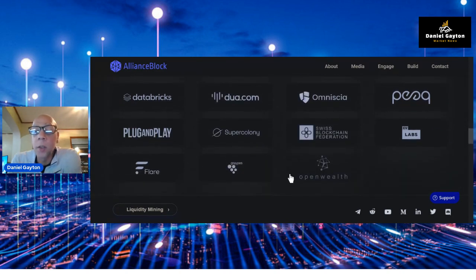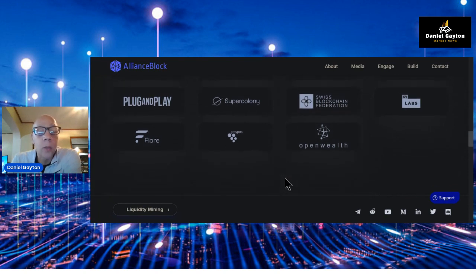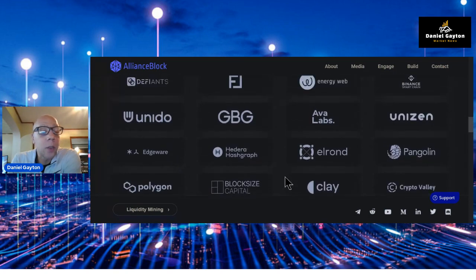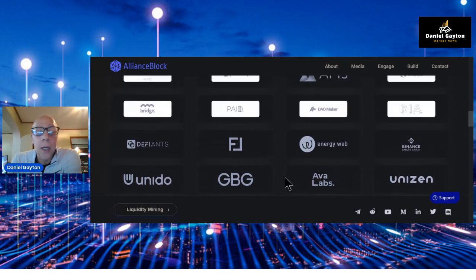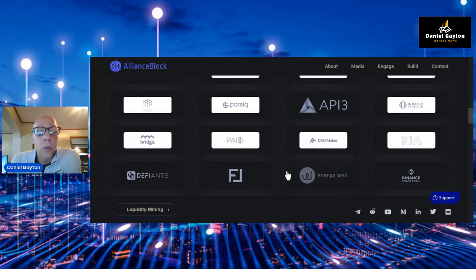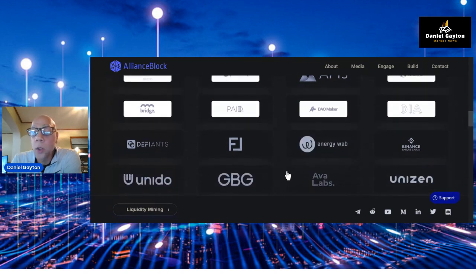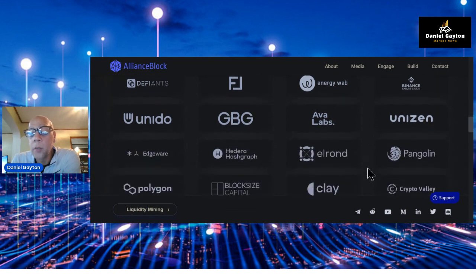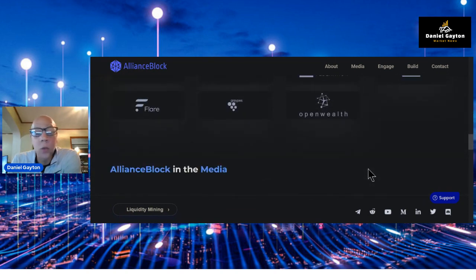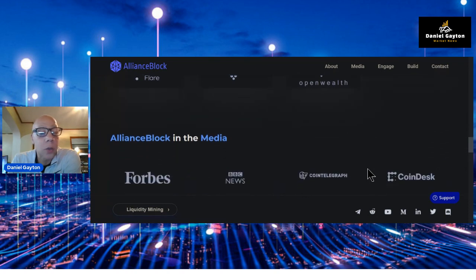So you can see they're already starting to align themselves with some of the ISO tokens, along with some of the actual players in the game, like Amazon, and Chainlink's a big one too. So they already have some really strong partners in Binance as well. These guys have really started to build some strong alliances and strong partnerships.